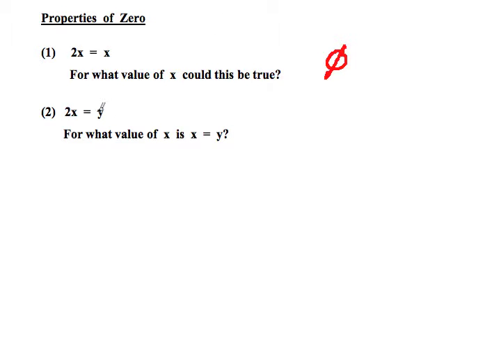Likewise, if 2x is equal to y, for what value of x is x equal to y? So again, divide by 2, x is equal to y over 2. How can that be true? Only if both are equal to 0.